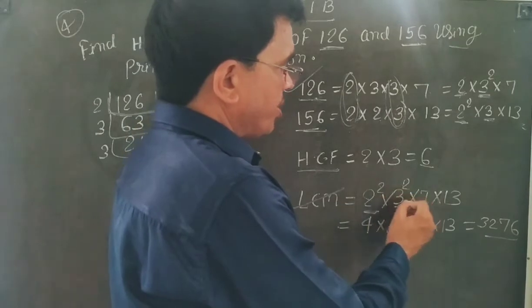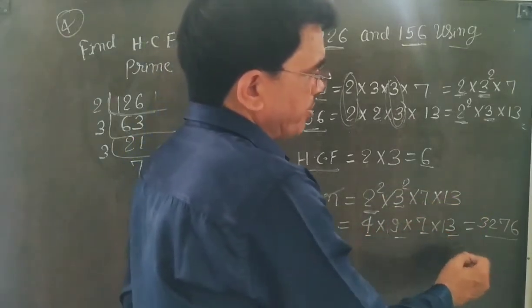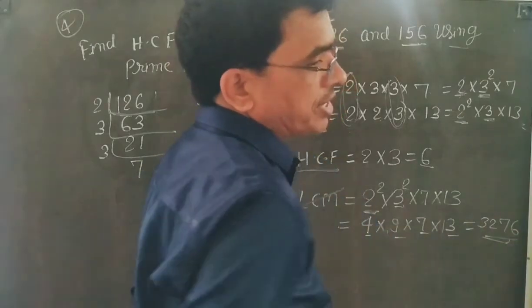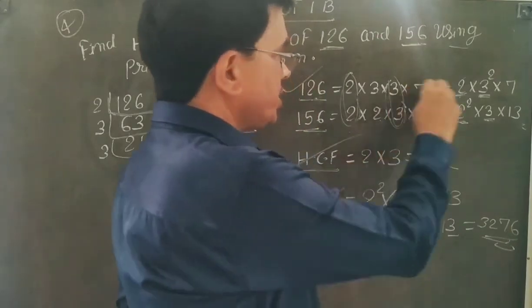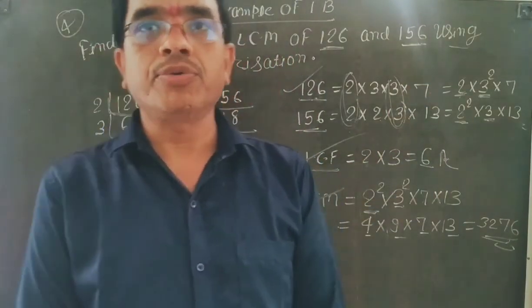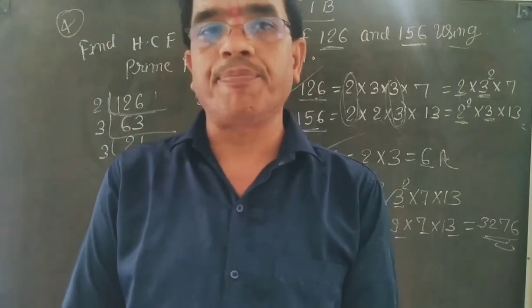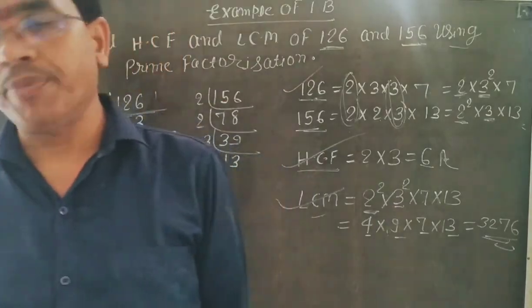Then 2 square into 3 square into 7 into 13, that is 4 into 9 into 7 into 13, and you get 3276. It is the LCM, and the other is the HCF. So this method is the prime factorization method. So dear student, try 2 or 3 questions with the help of an example. You find out HCF and LCM by the prime factorization method.